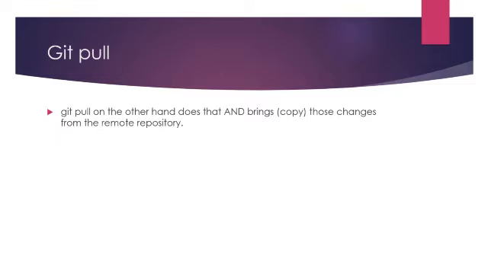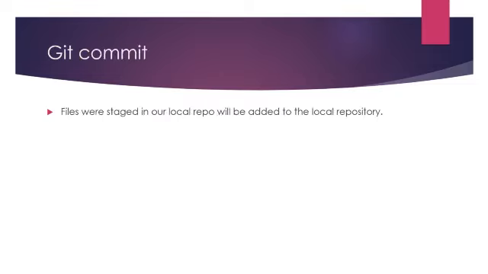Okay, git commit. Files staged in our local repository will be added to the local repository. We have a feature branch. As developers, we create a feature branch in the local repository, which can be created in the cloud or locally, and we work on it. Those changes need to be staged first and then committed in that particular branch. That is called git commit.